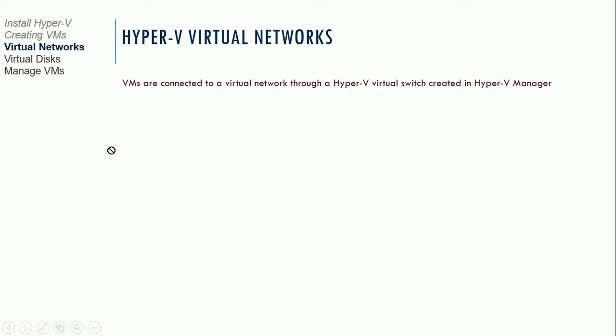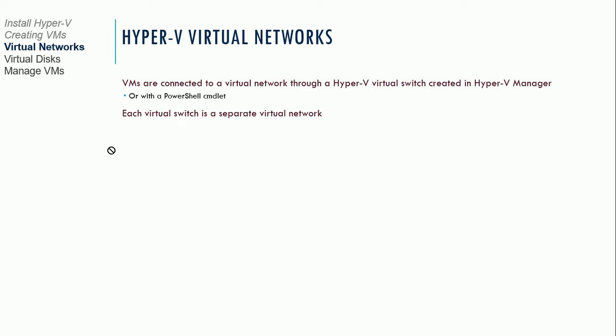In this slide deck, I'm going to talk about virtual networking and virtual disks, and then we'll end this unit with managing virtual machines. So virtual networks, basically VMs are connected to a virtual network through Hyper-V Virtual Switch, which is created in the Hyper-V Manager. So in Hyper-V, it basically creates a virtualized or a software network switch. And you can manage this with the command shell or the PowerShell if you want.